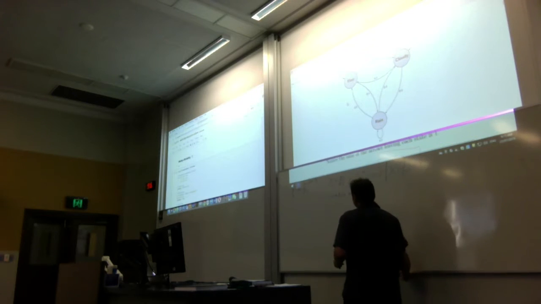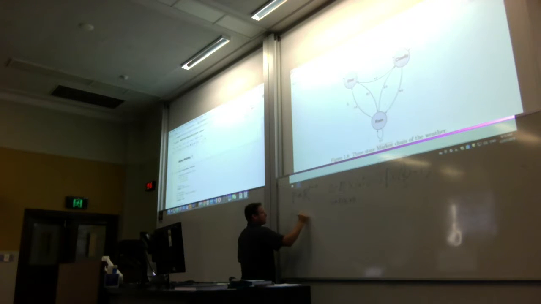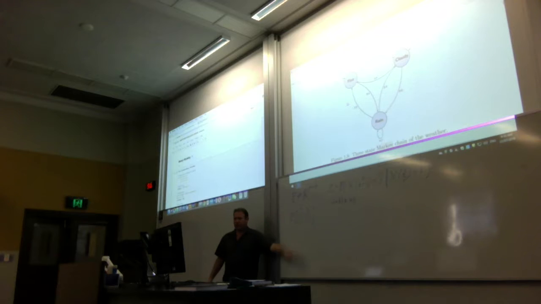Now, you told me that the sum of the weights of the edges going out from each node is 1. So what is the matrix P times the vector 1, 1, 1? The matrix P acting on a vector is going to give us another vector. What do we have here?